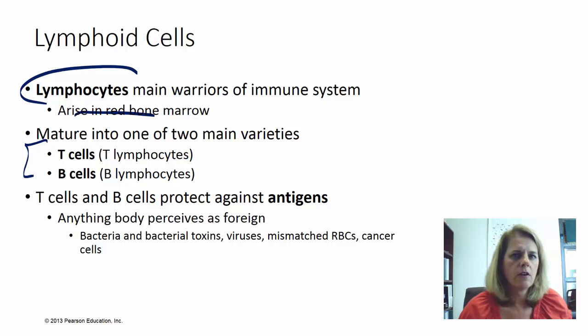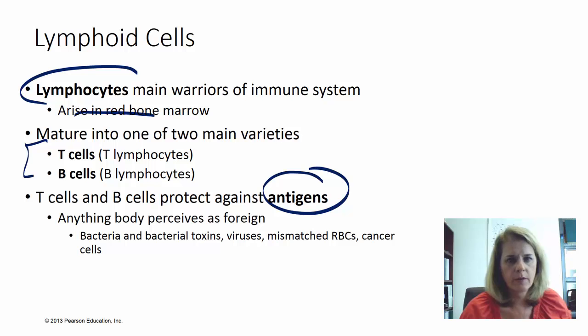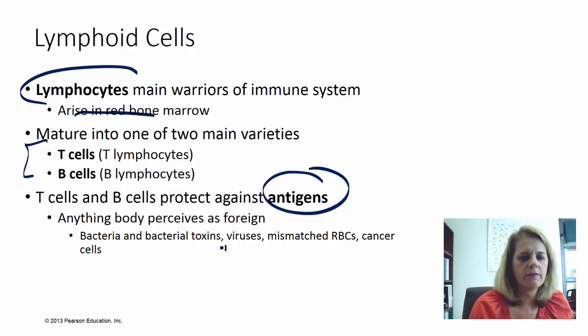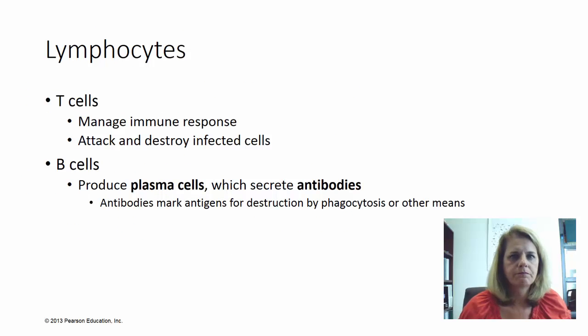And these are the cells that protect against antigens. So remember, from blood typing, antigens are things that we consider foreign, okay? So like bacteria, viruses, mismatched red blood cells, cancer cells, they're going to recognize things that are foreign and mark them so that we can then dispose of them. Our immune system can take care of them.